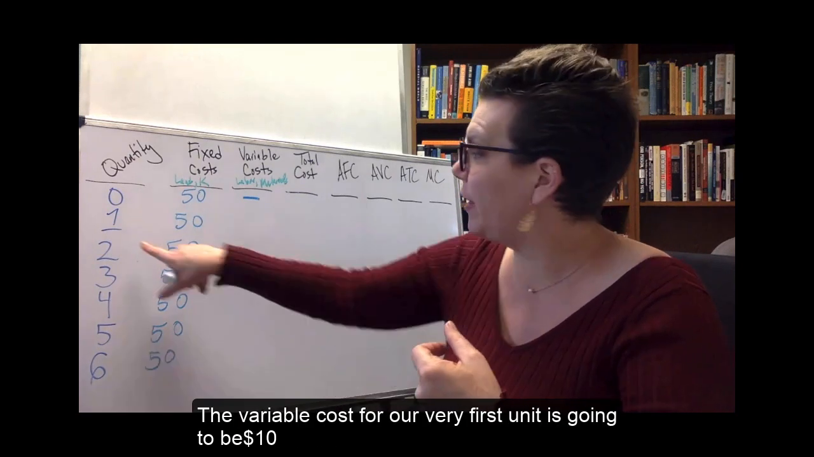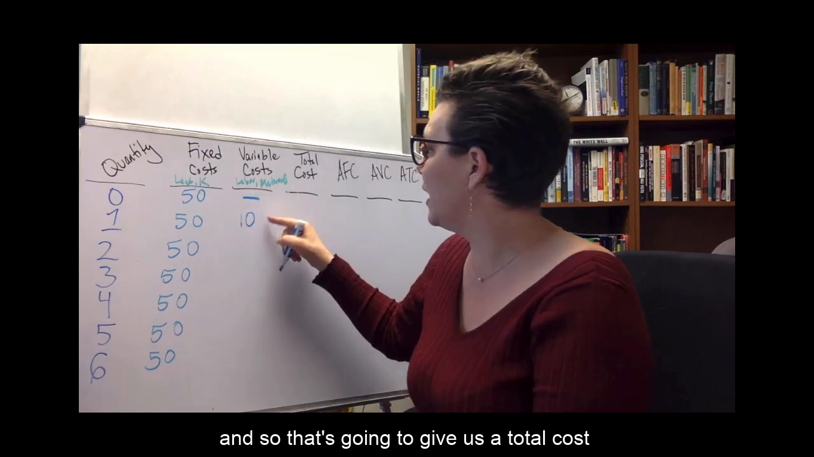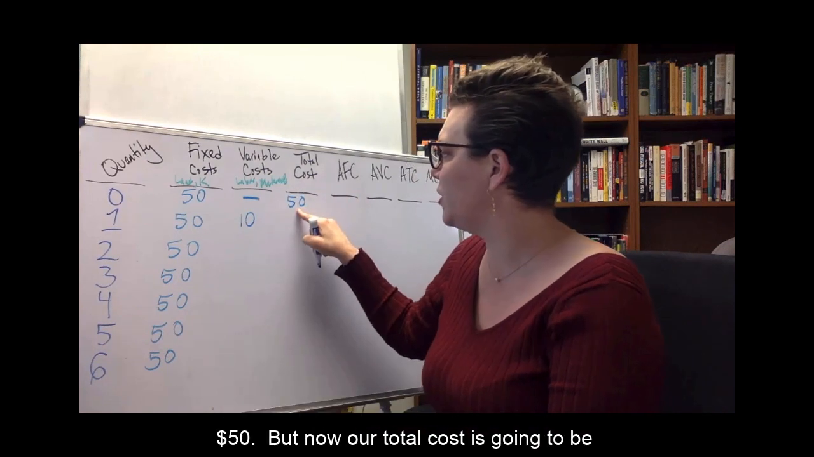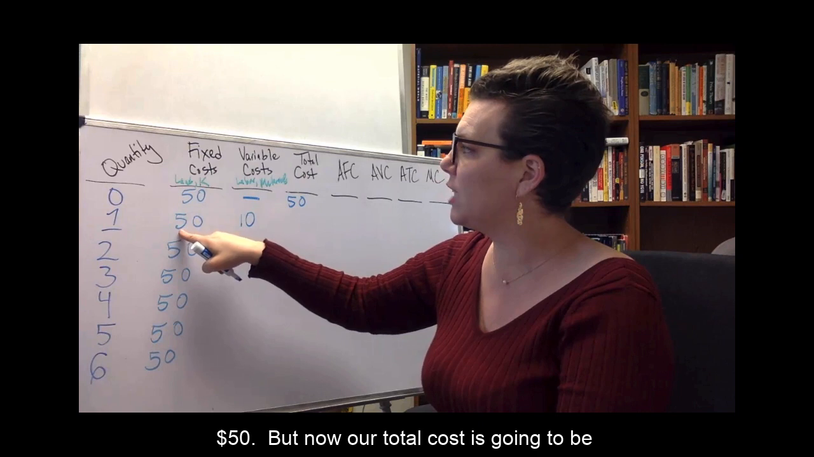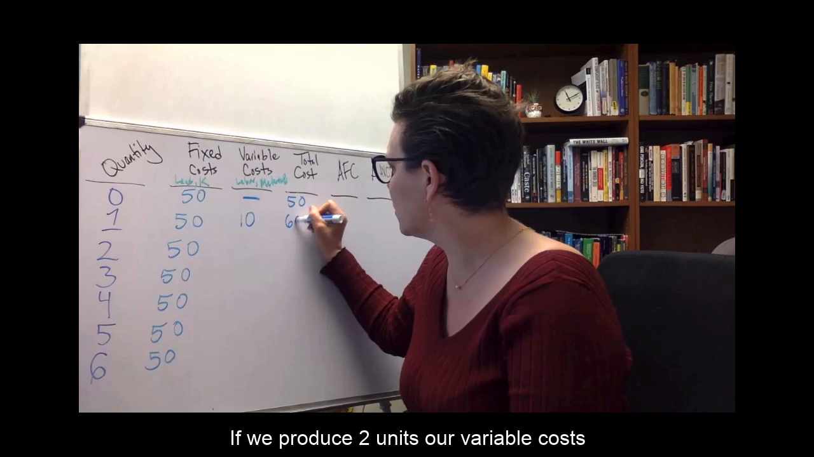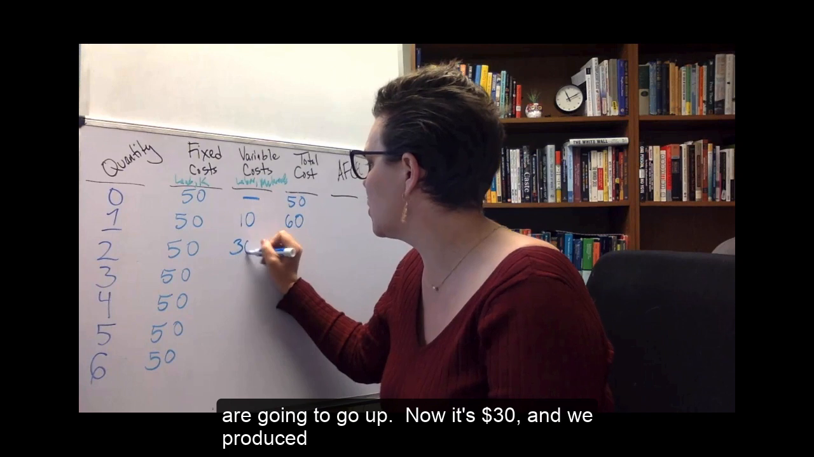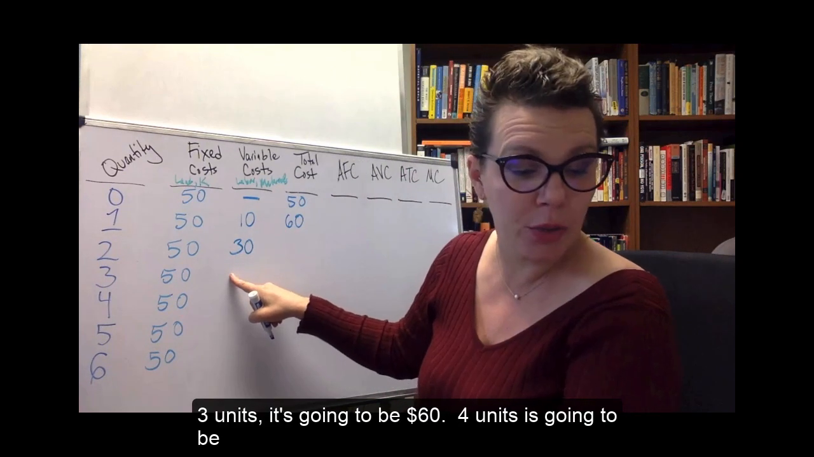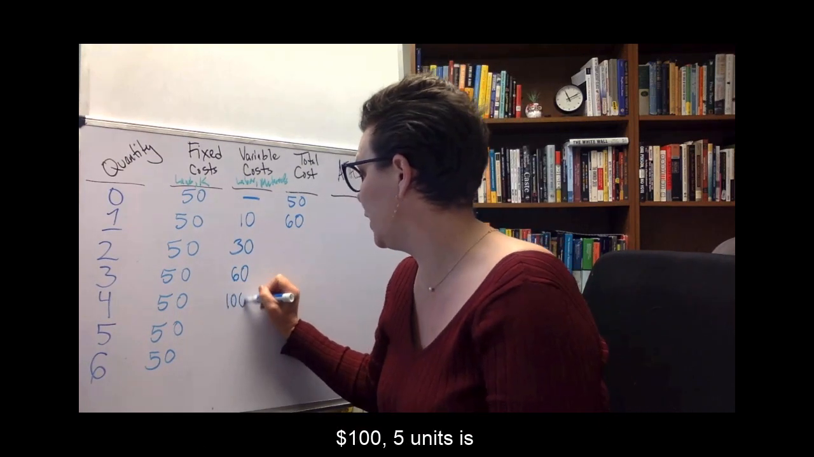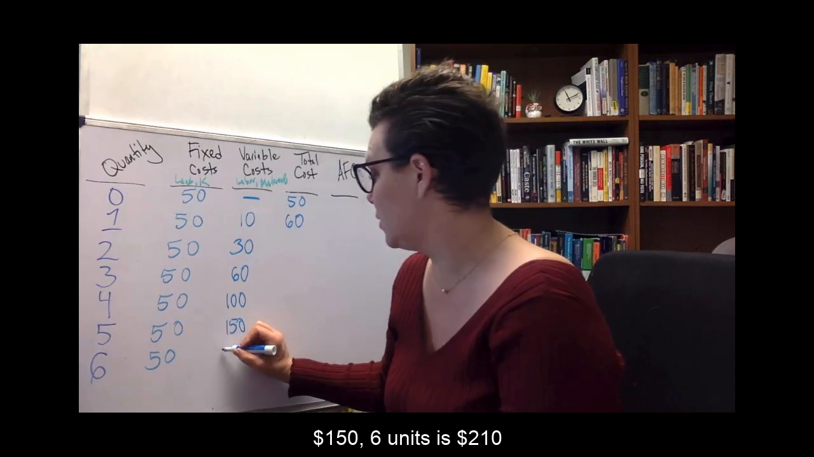The variable cost for our very first unit is going to be $10. And so that's going to give us a total cost. When we produced 0, our total cost was just our fixed cost, $50. But now our total cost is going to be fixed costs plus variable cost. That's going to give us a total cost of $60. If we produce 2 units, our variable cost is going to go up. Now it's $30, and if we produce 3 units, it's going to be $60. 4 units is going to be $100. 5 units is $150, and 6 units is $210.